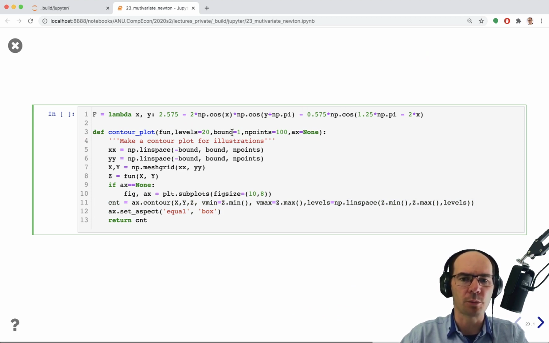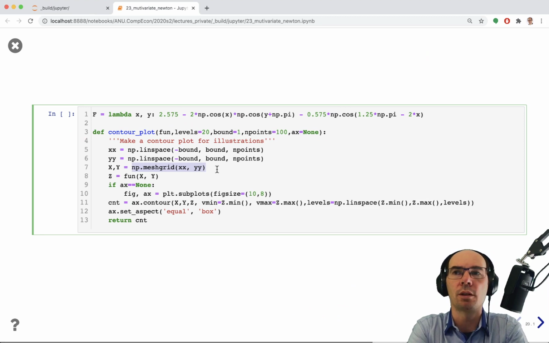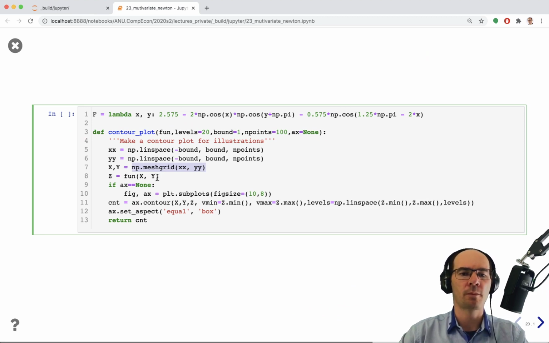What are important things? Well, we have a bound, and we will be drawing with 0 in the middle all the time. So the minus bound is going to be the area where the plot is created. The mesh grid is a special operator in NumPy, and it basically creates the grid points that are needed for drawing the three-dimensional plots or contour plots. And here's the call for the contour plots.